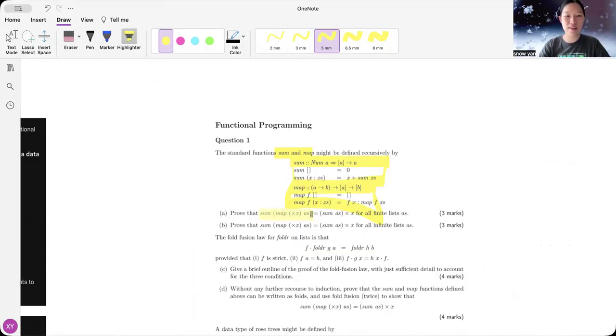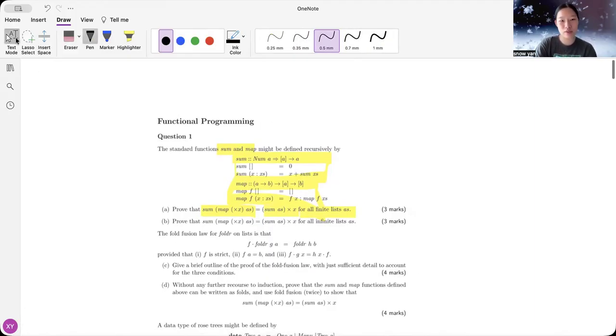For part A, prove that this thing is equal to that thing for all finite lists AS. So basically for this part, what we're asked to do is show sum of map times x AS equals sum of AS times x. If we were to do this out by hand, it would mean first mapping each element. So the left-hand side would be A1 times x plus A2 times x all the way to AN times x, summed together. The right-hand side would be the sum of the things, A1 plus A2 all the way to AN, and then all this times x.